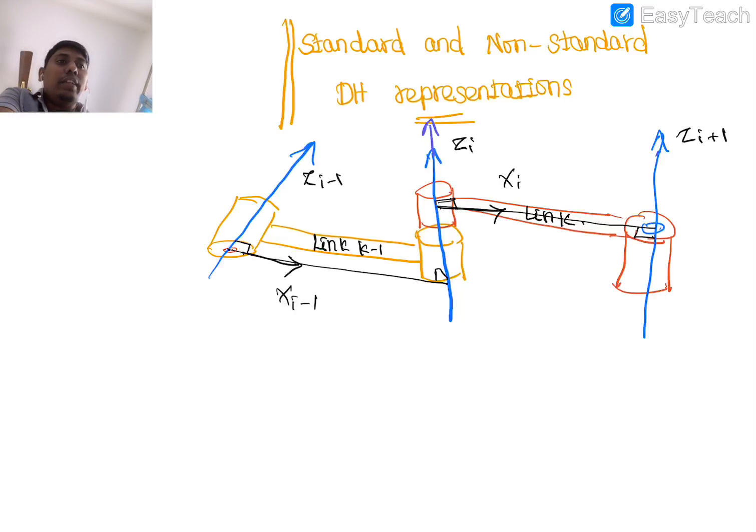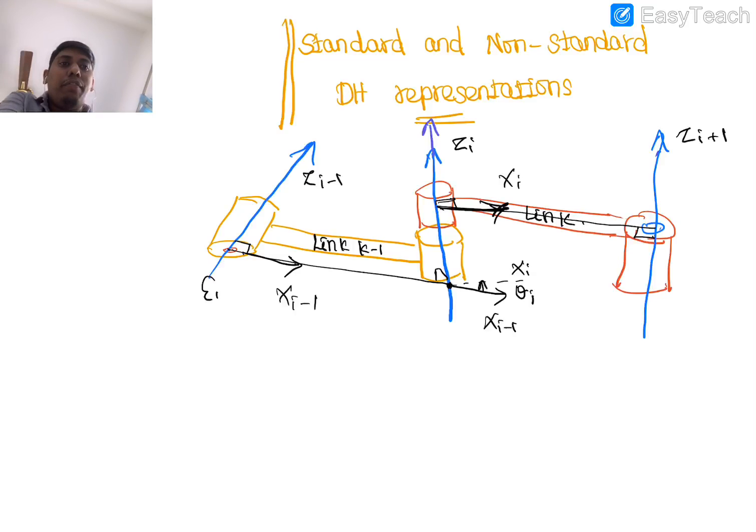Now you can see that x i minus 1 and x i are distinct, in the sense there is an angle apart. So this is the way we are trying to see. But what is the standard representation? This angle between x i minus 1 and x i, we would be rotating about z i, and that is what we call theta i.